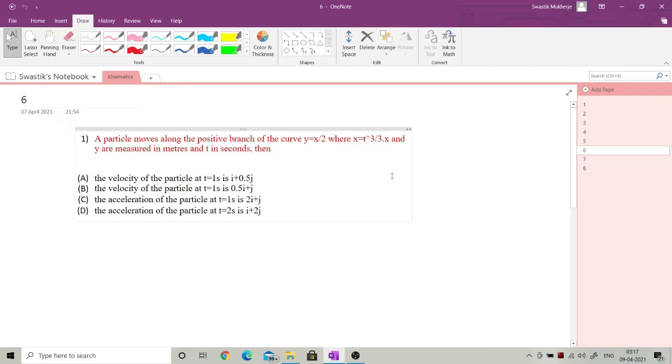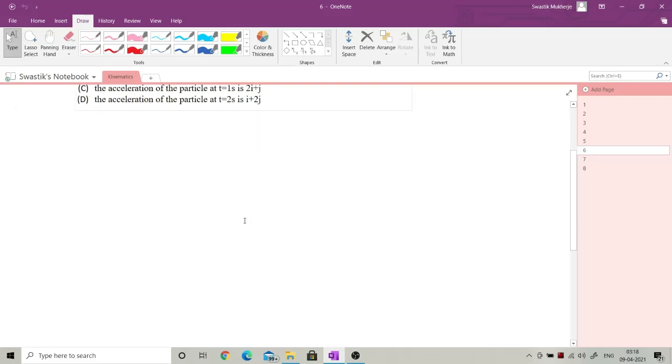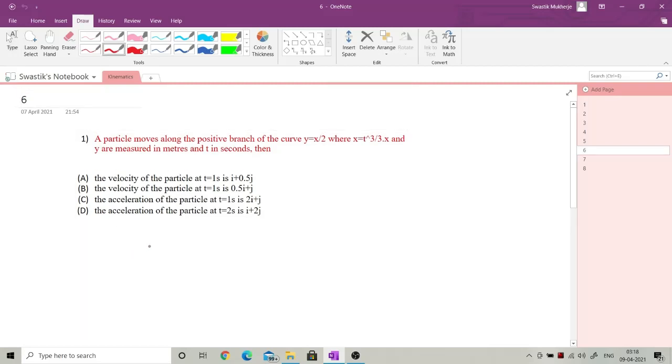Okay. A particle moves along the positive branch of the curve y equals x by 2, where x equals t cubed by 3. X and y are measured in meters and t in seconds. Then, okay. Another problem where the question is basically in the options. So you have to give a quick glance over the options to see what they're asking. So basically velocity and acceleration are asked. A very brief glance. You don't have to read the exact values. You just have to know what they're asking so you can do what they want and not aimlessly try to do whatever your mind wants.